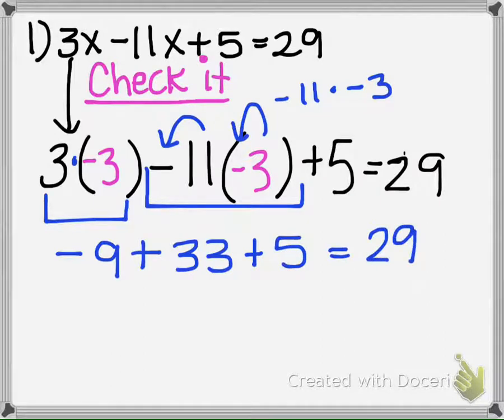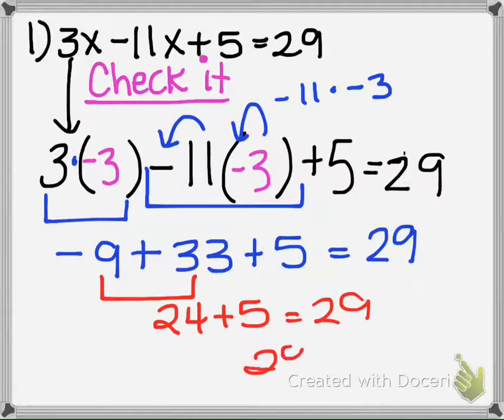Okay, now we're going to combine our like terms here. So negative 9 plus 33, which is 24, and then plus 5, we get 29 on both sides. So we know our answer is correct. Now, I'm not going to do the check step for every single problem, but keep in mind that you can check all of these. All right, let's take a look at number 2.